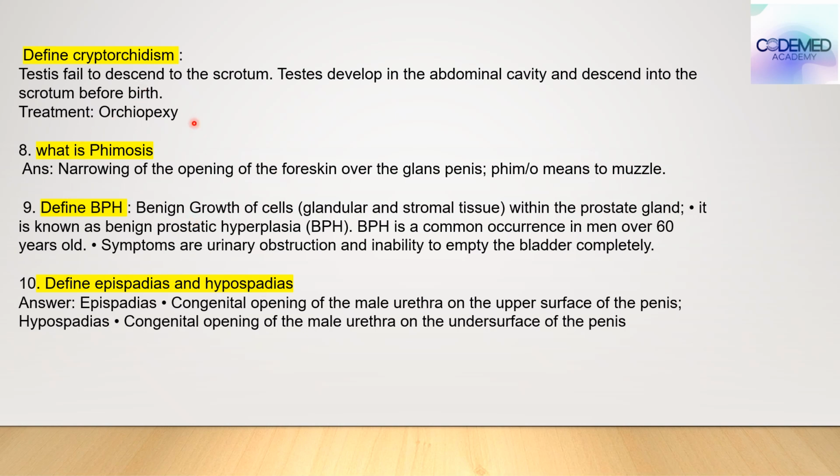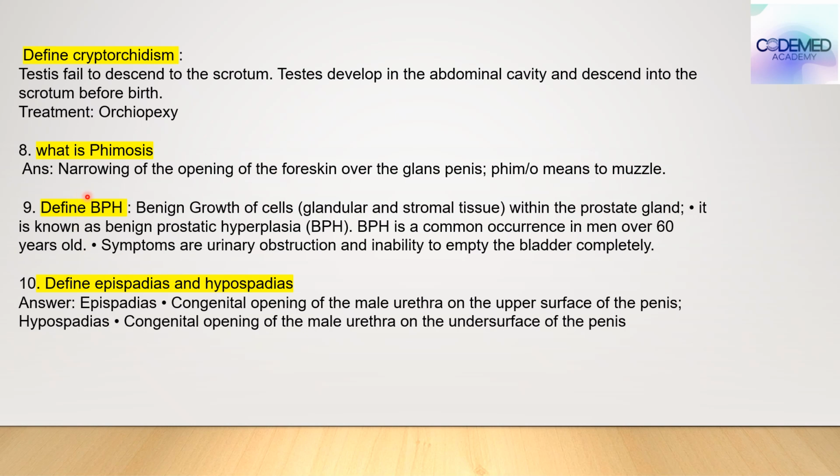One is cryptorchidism. Cryptorchidism is nothing but the testes failing to descend into the scrotum. Testes develop in the abdominal cavity and they descend down into the scrotum before birth. This is a normal path, but many a time they remain inside the abdominal cavity, and many a time we have to get the testes down, and then we have to fix them to the bottom of the scrotum, and that particular procedure is called orchiopexy.